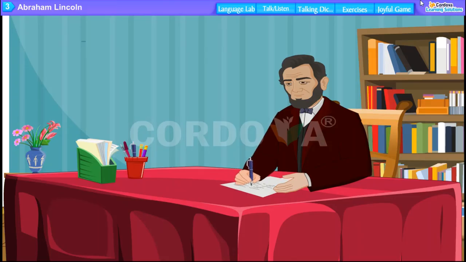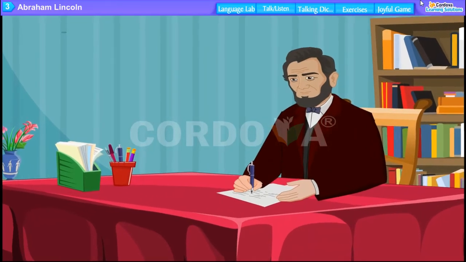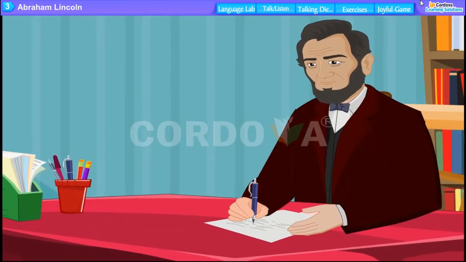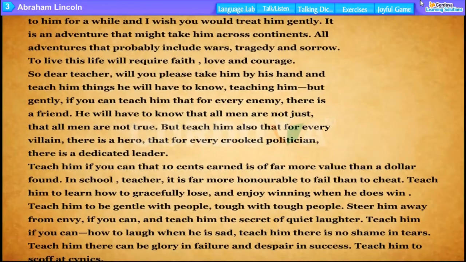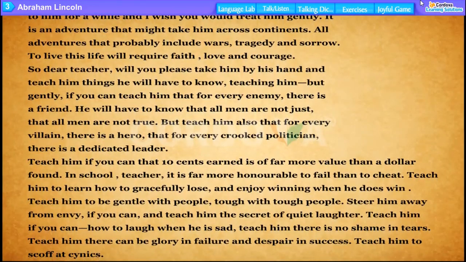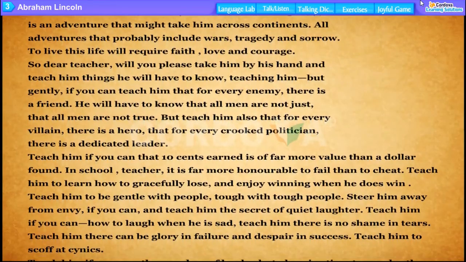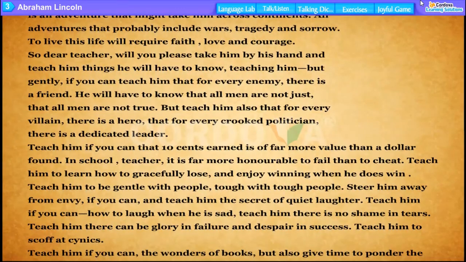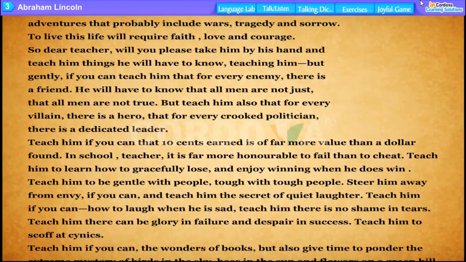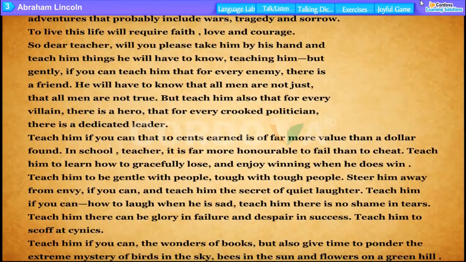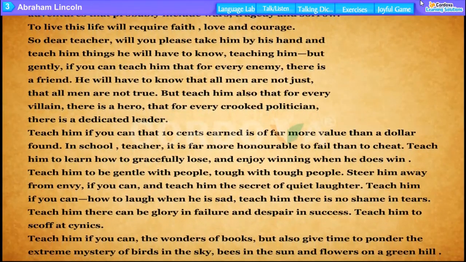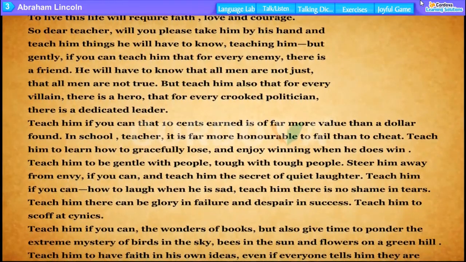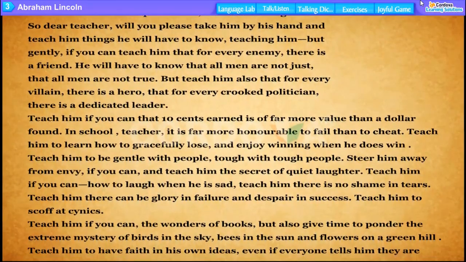Abraham Lincoln's letter to his son's teacher. My son starts school today. It is all going to be strange and new to him for a while, and I wish you would treat him gently. It is an adventure that might take him across continents. All adventures that probably include wars, tragedy, and sorrow. To live this life will require faith, love, and courage. So, dear teacher, will you please take him by his hand and teach him things he will have to know?